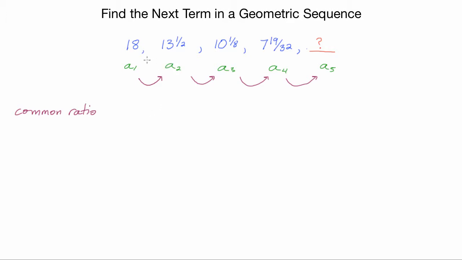So I'm going to go ahead and take these first two terms, 13 and a half and 18, and if I divide them, 13 and a half divided by 18, that's going to give me the common ratio. Now I've got a complex fraction here. I don't like that. I want a whole number on top and a whole number on the bottom. So I'm going to multiply the top and bottom by 2.